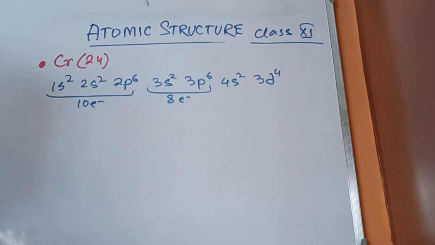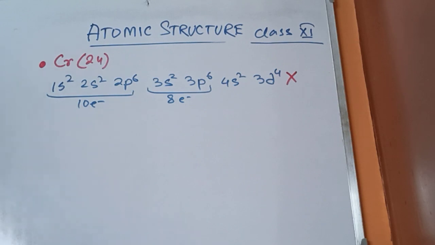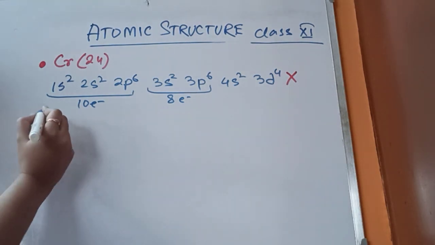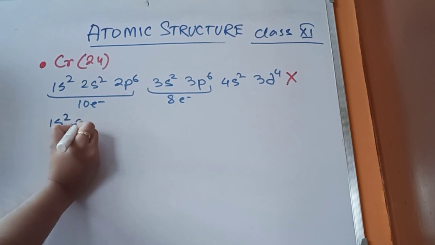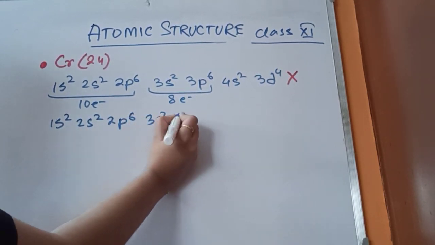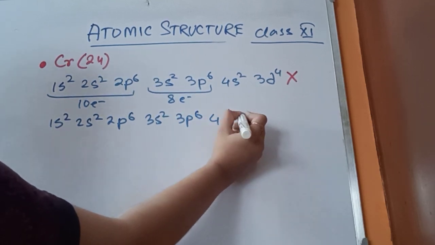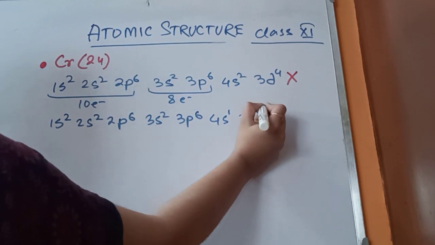But the fact is, actually this is the wrong electronic configuration for chromium. The actual electronic configuration for chromium is 4s1 3d5.